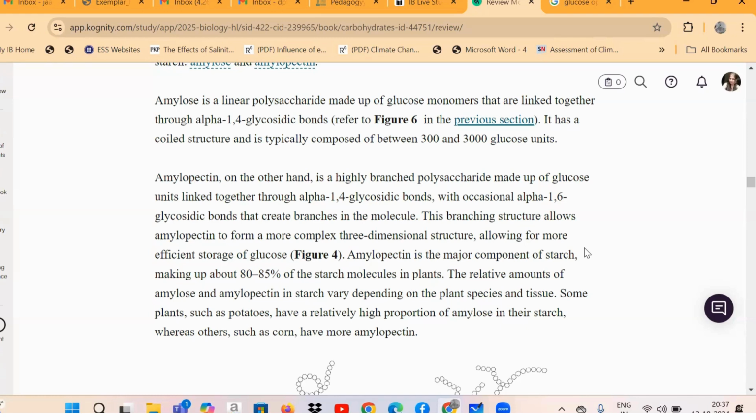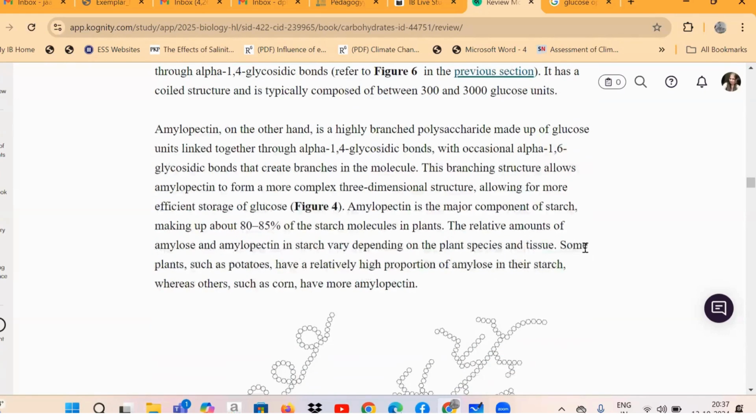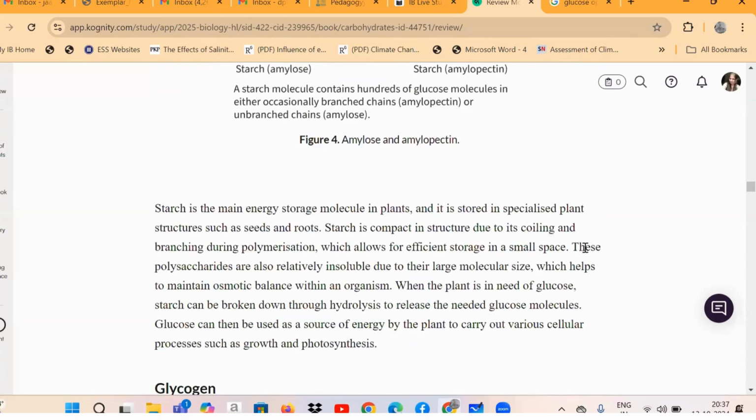Amylopectin has a more complex three-dimensional structure. Talking about solubility, amylose content is only 20%, but amylopectin constitutes about 80 to 85%. Amylose is less soluble in water, and amylopectin is more soluble in water. These can be taken as some of the compare and contrast questions, which will help us.